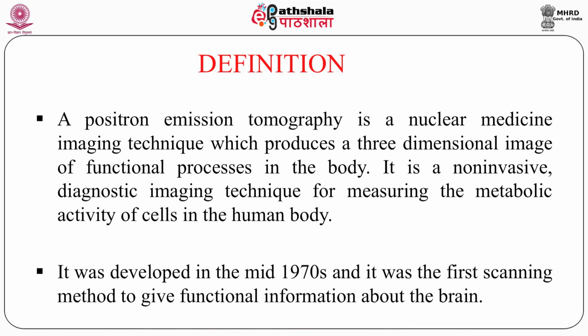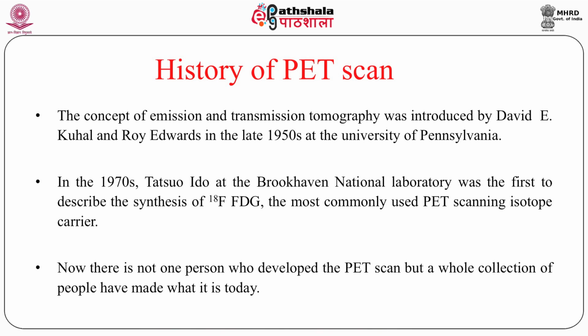If we see the literature and go back, it was developed in the mid 1970s. It was the first scanning method to give functional information about the brain. When PET was developed, the first scanning was done on the brain, where the functional information was collected. If you see the history of the PET scan, it started late, but the technology came in the 1950s or earlier.